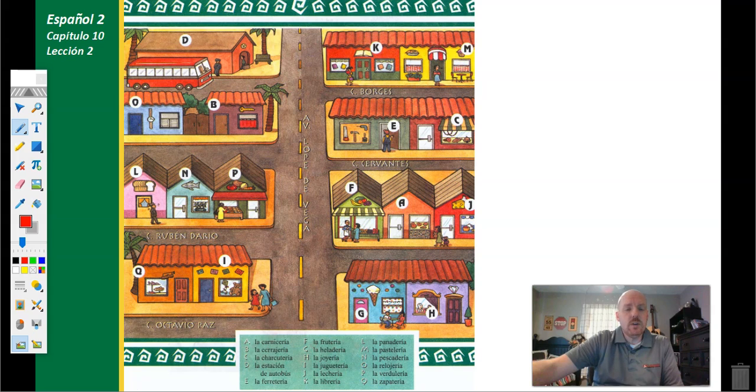We can see this in the last one as well, letra Q, la zapatería. La zapatería is going to be a place where shoes are sold, because zapatos is the word for shoes, and -ería tells us that this is a place where the shoes are sold. Go over those store vocabulary terms, make sure you know those, but keep in mind that you can make a solid guess as to what those stores are by breaking the word down and building from words that you already know.